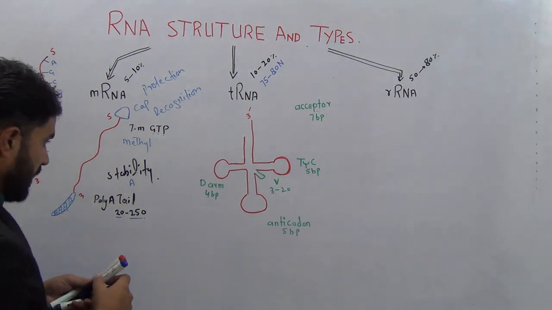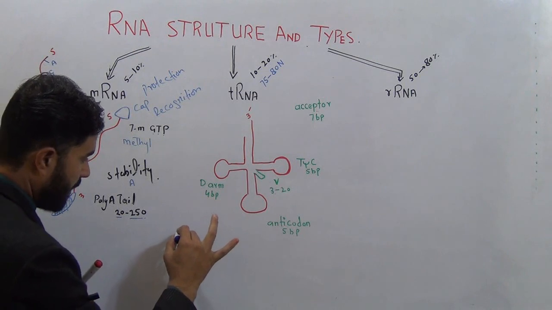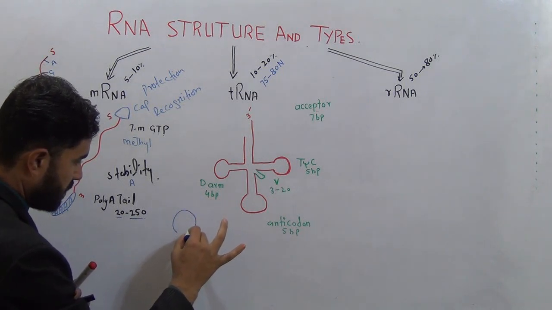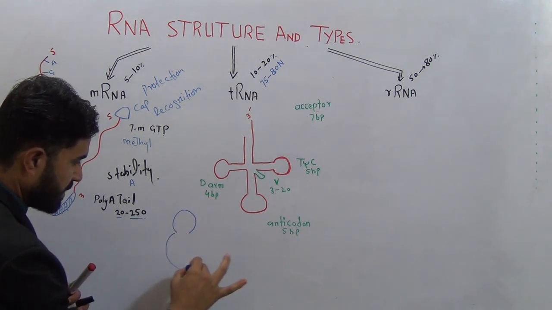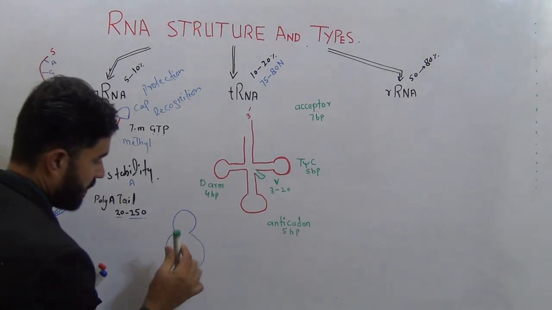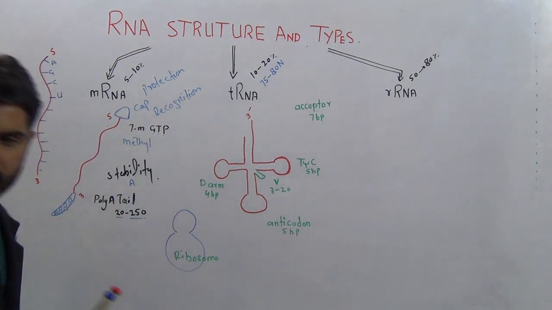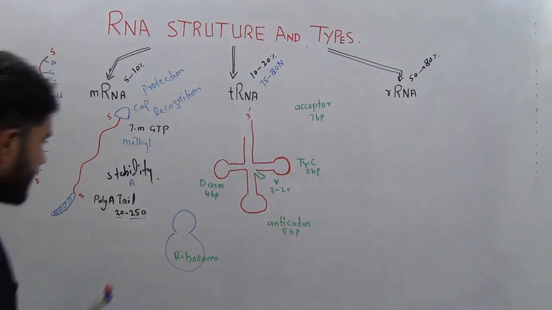Okay, so here I'm going to draw the diagram. Let's suppose this is the ribosome structure, the smaller unit, and this is the larger unit of the eukaryotic ribosome. I will write ribosome. Okay, now I can change my marker.